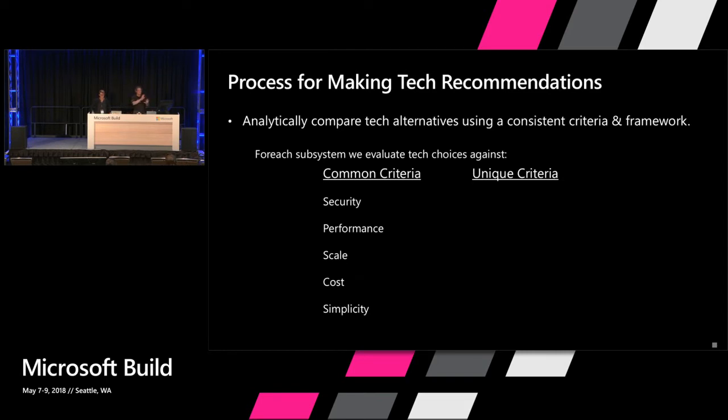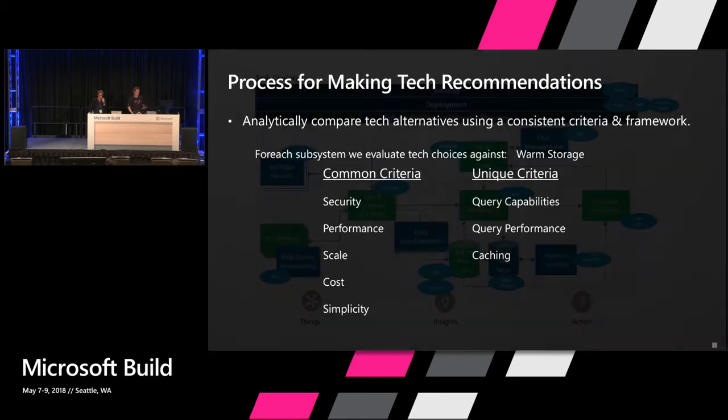Each subsystem typically has some set of unique criteria as well. And the example that Corey and I have on the slide here is warm storage. Here, with warm storage, you really care about query capabilities for sure. We care about query performance. This is used actively for reporting and visualization. I can't wait 2 minutes for data to be shown to me. And this kind of leads to caching integration as well.